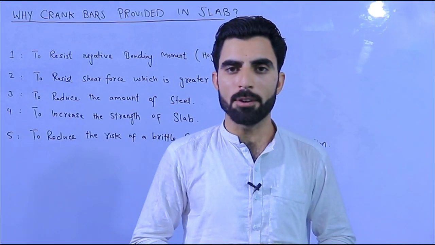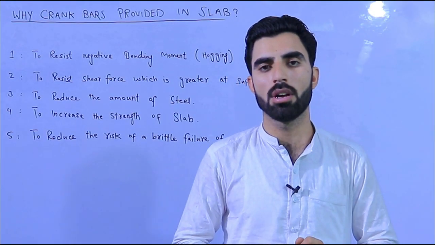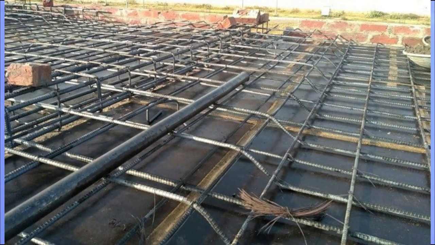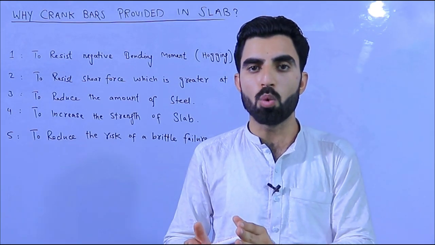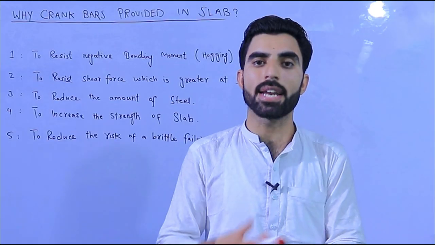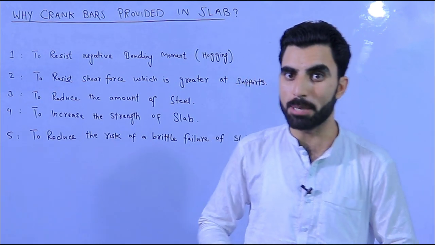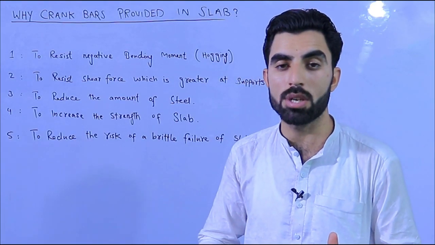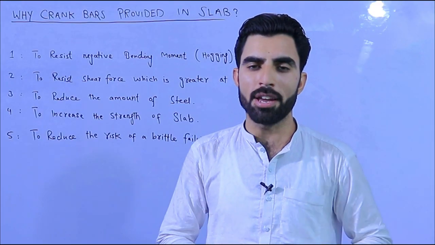Guys, today once again with another interesting topic I'm in front of you, that is about crank bar in slab. Guys, in many constructions, especially in RCC slab, we provide crank bar. It is also called bent up bar. What's the reason behind this? Why are the bars cranked near the support in an RCC slab? So today I will clear your concept about crank bar. What's the reason? If you don't provide crank bar, what happens in an RCC slab?